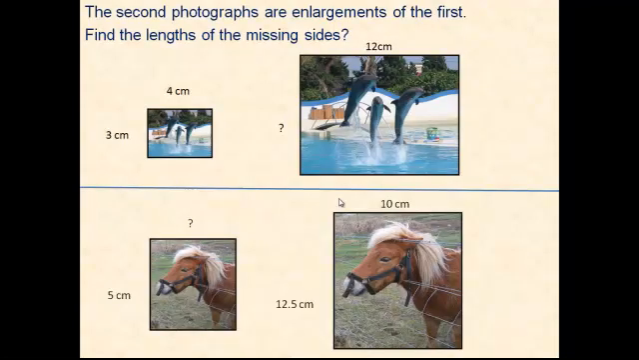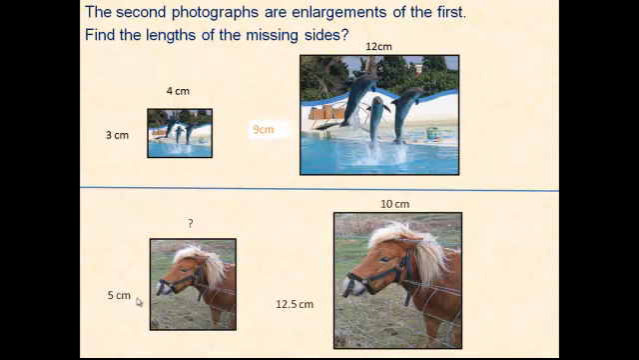Here, the second photographs are enlargements of the first. I want to find the missing side. To find the missing side, I should have a scale factor. So I will use the 4 centimeter and 12 centimeter. I will ask myself how 4 becomes 12. If I multiply 4 with the scale factor, it will give me 12. That means the scale factor is 3 because 4 multiplied by 3 is 12. So 3 multiplied by 3 is equal to 9.